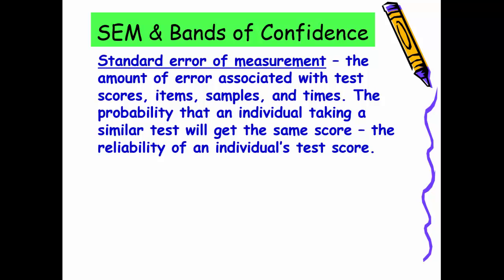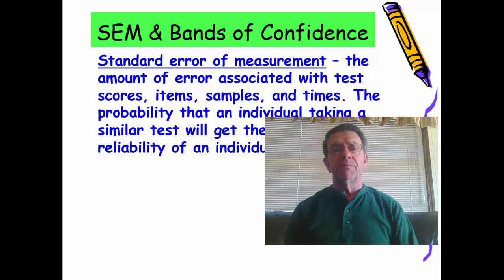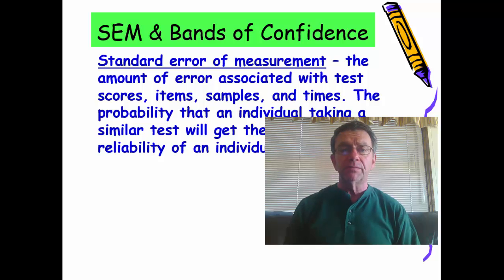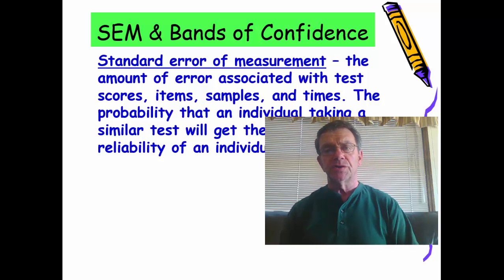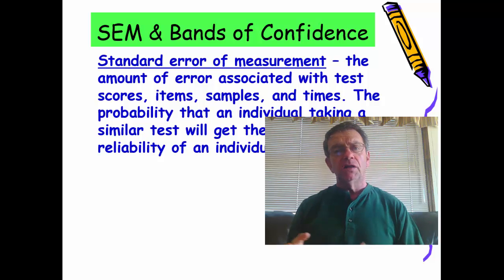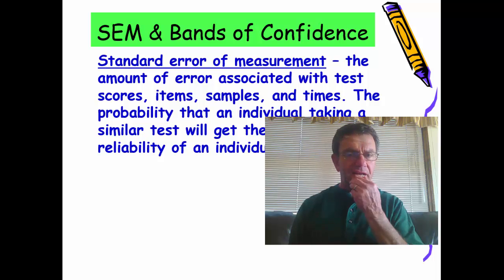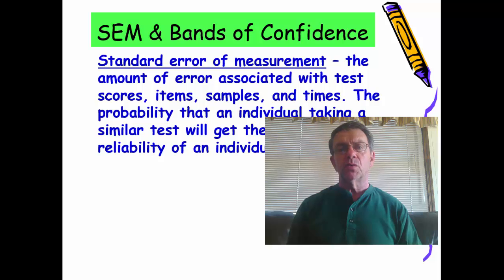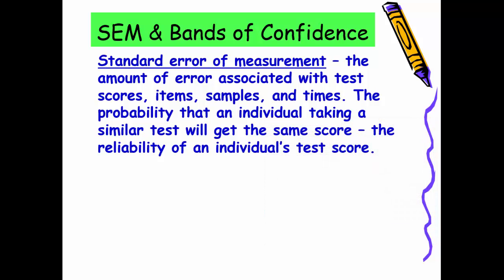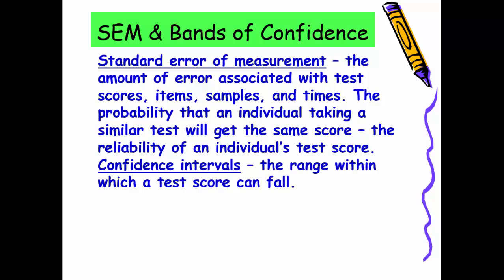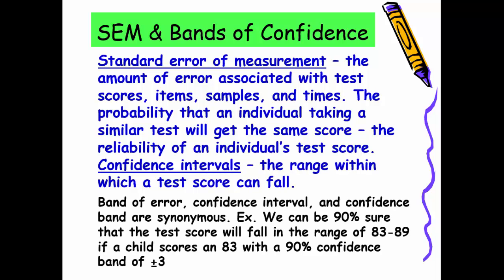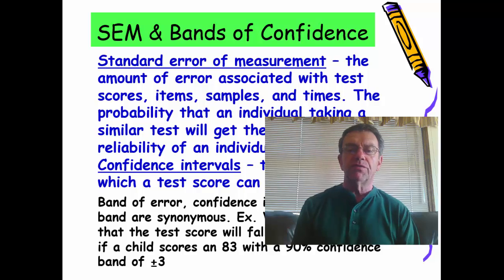This is one of your vocabulary words, standard error of measurement, and it's the amount of error associated with the test scores. Items, samples, times, poorly worded questions, a kid comes to school not feeling well. All those are built into this in testing with the standard error of measurement. So what we get from it is the probability that an individual taking a similar test will get the same score. So it has to do with individual reliability. It's really a form of reliability of an individual's test score. Confidence bands are the range within which a test score can fall. This is used in research all the time. We have a 90% confidence band, that if a child scores, a test score will fall in the range of 83 to 89.